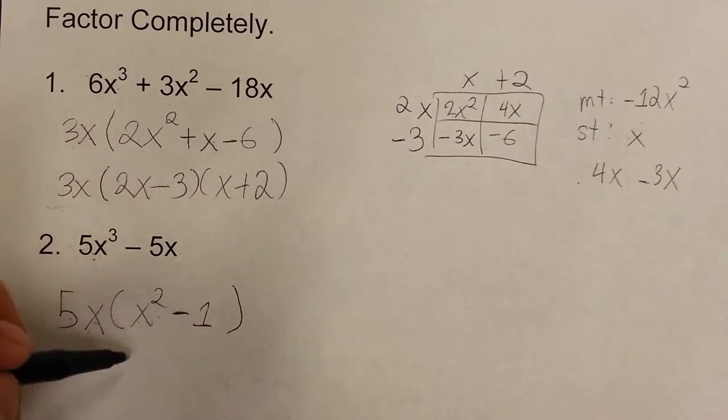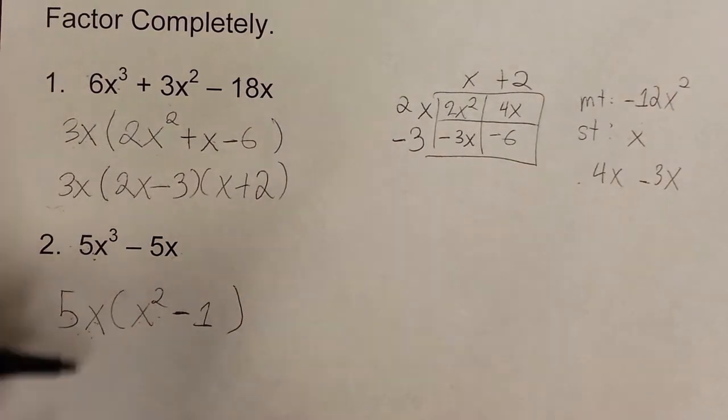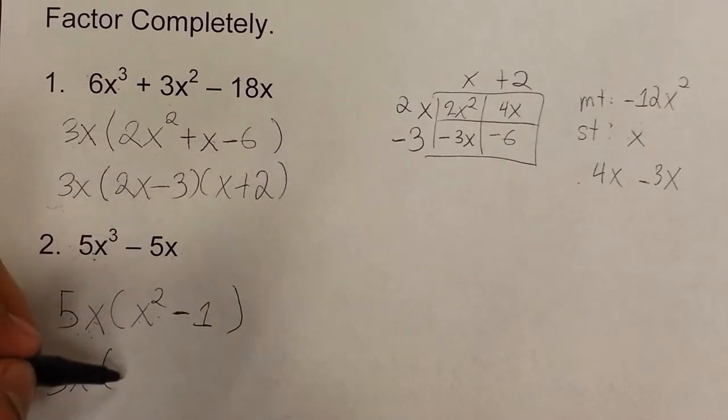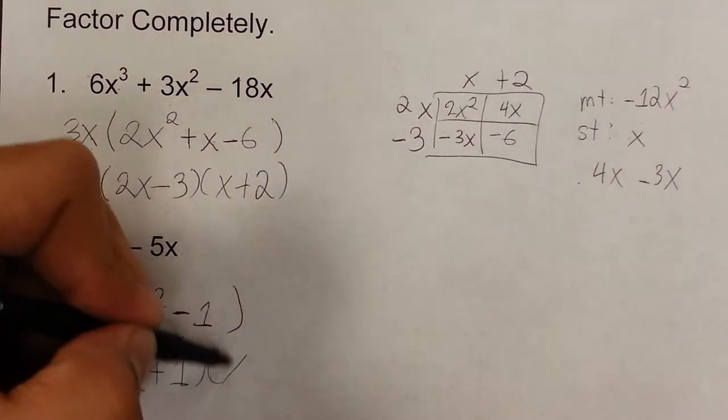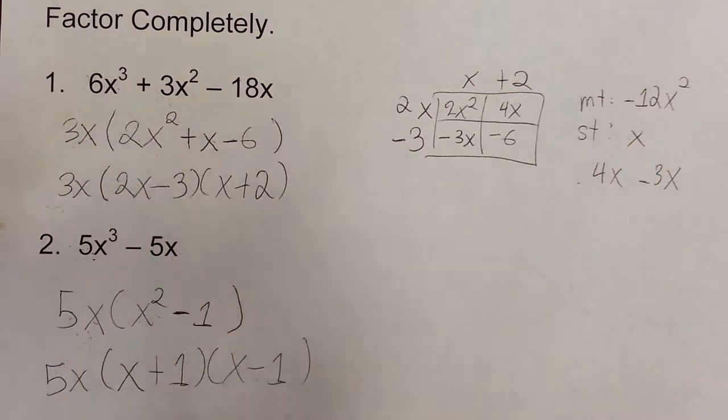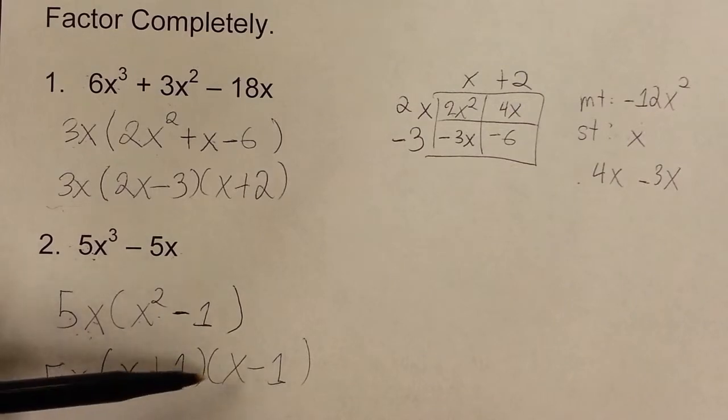Now, if you'll notice, this is a difference of squares. So we can write our other factor. And we've got x plus 1 times x minus 1 using our shortcut pattern. And this cannot be factored any further, so this is the fully factored form.